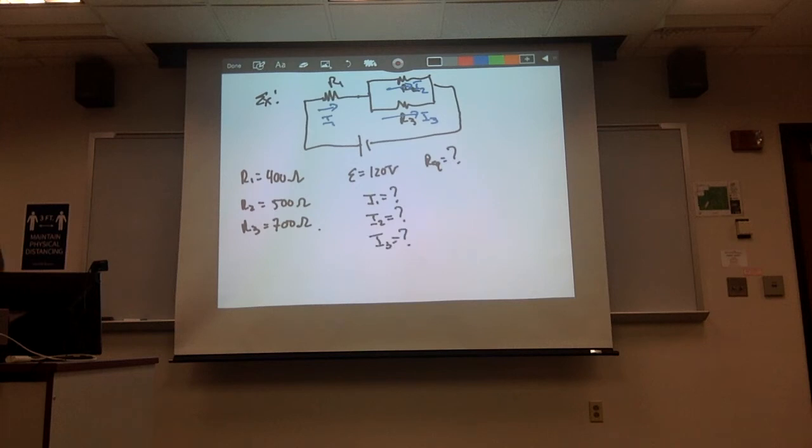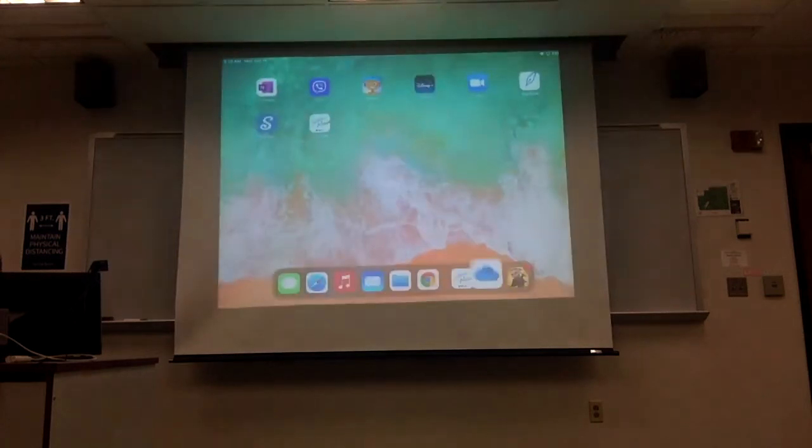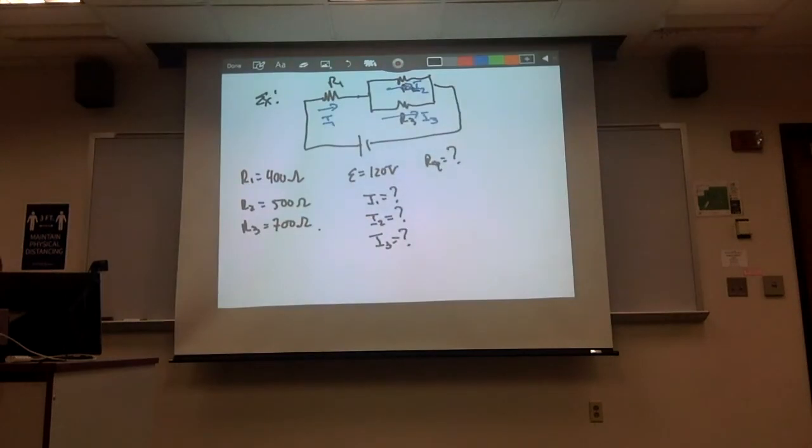What else do we want to know? We also want to know how much power is being delivered by the battery. In this case, I want to know the power by the battery. And then finally, I want to know what is the power lost from resistor 1, what's the power lost by resistor 2, and what's the power lost by resistor 3. So these are all the things that we want to know.